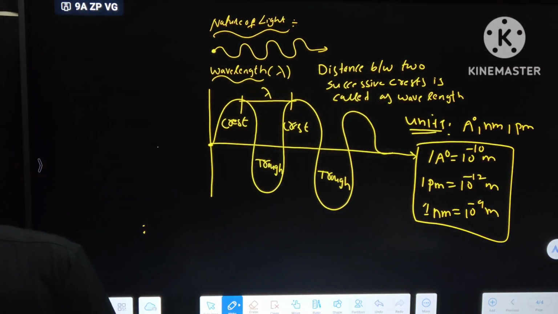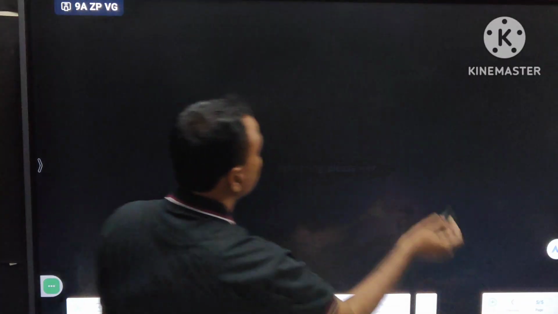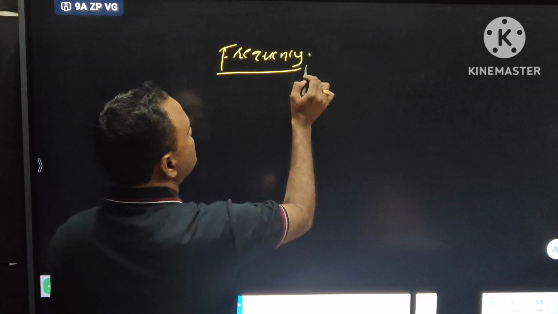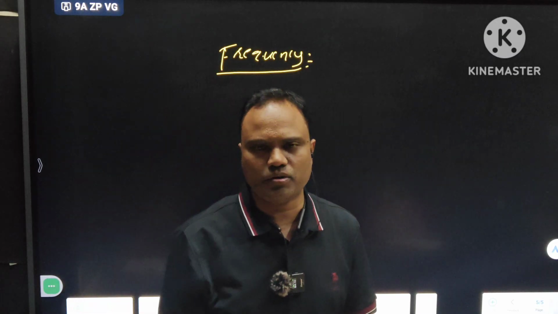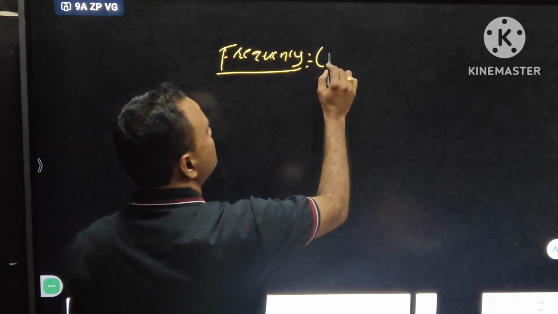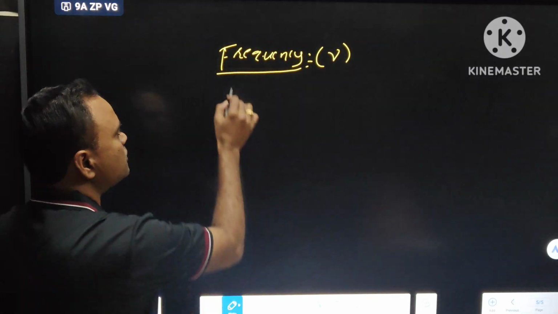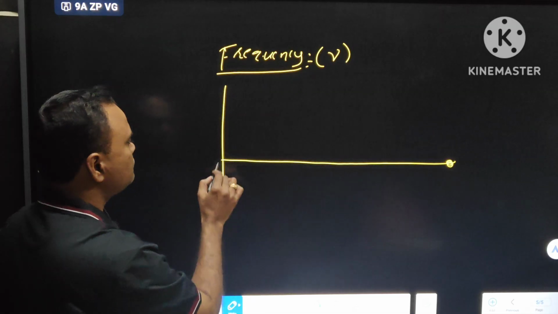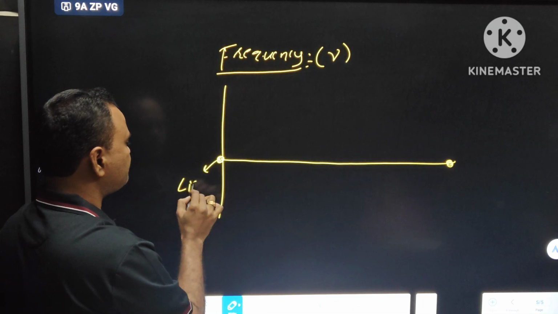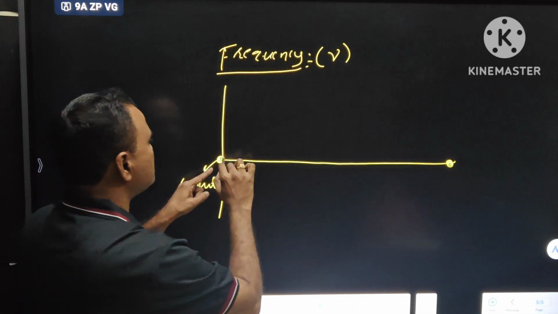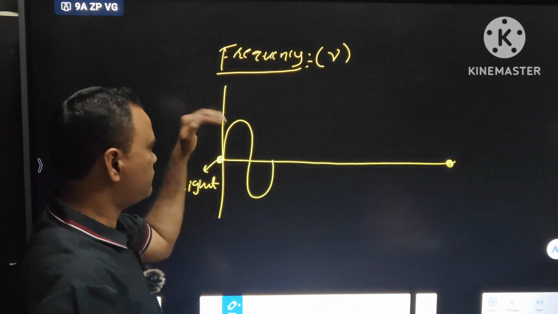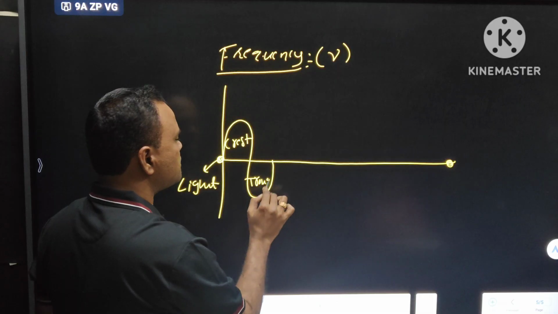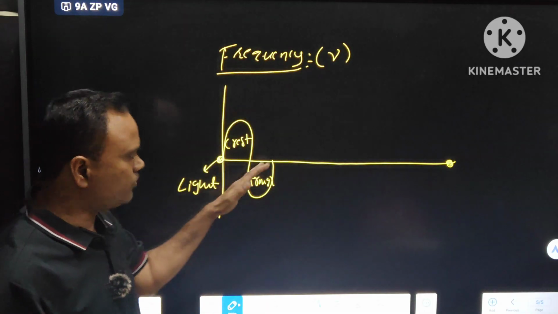Okay. Next, frequency. I'll finish fast because we have to discuss Bohr's atomic model, which is very, very important. The frequency symbol is nu. What is frequency? See, let us take one imaginary point. This is the source of light. Let us consider this is one wave. Just imagine one crest and one trough. One crest and one trough is considered as one wave.